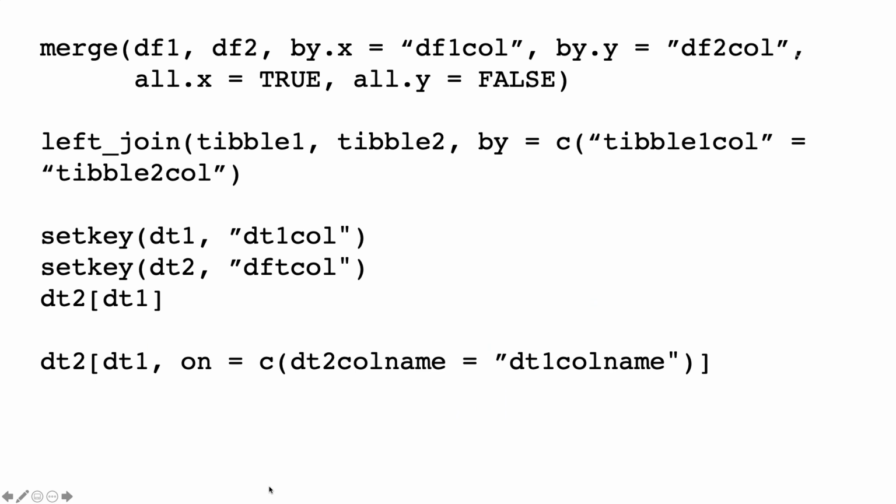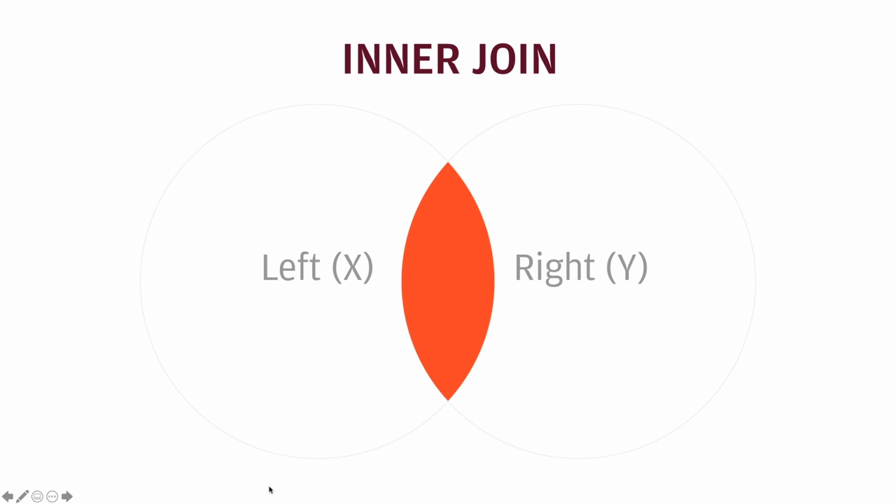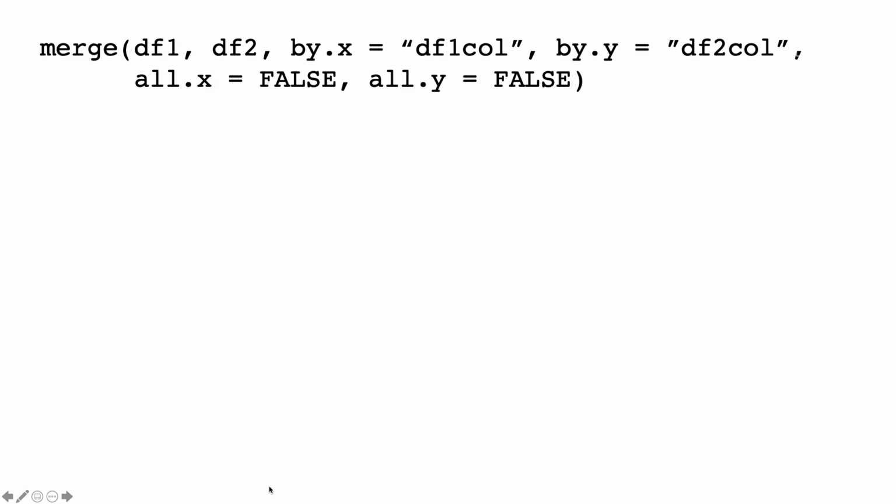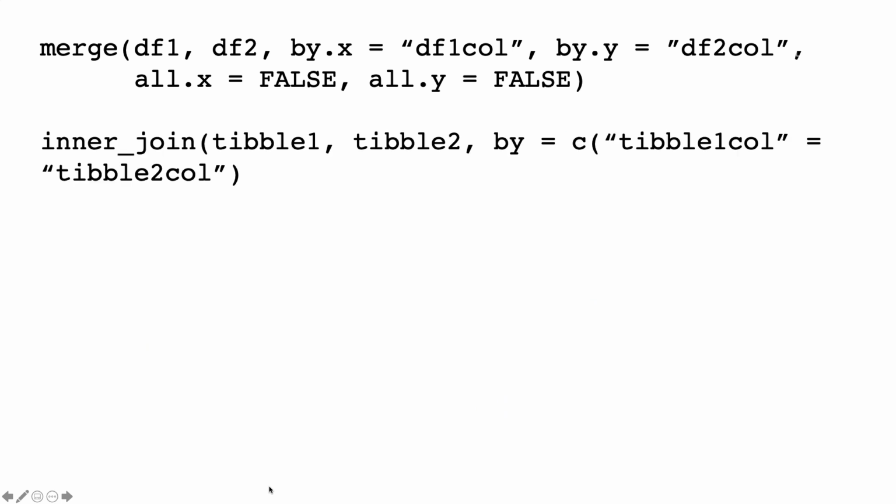So what if you only want rows from both data sets where there's a match? That's an inner join. Merge syntax for base R or data.table is all.x and all.y, both being false. With dplyr, use an inner join. And data.table syntax can also be this in addition to merge. I've left out the setkey command since I already explained them in an earlier slide.